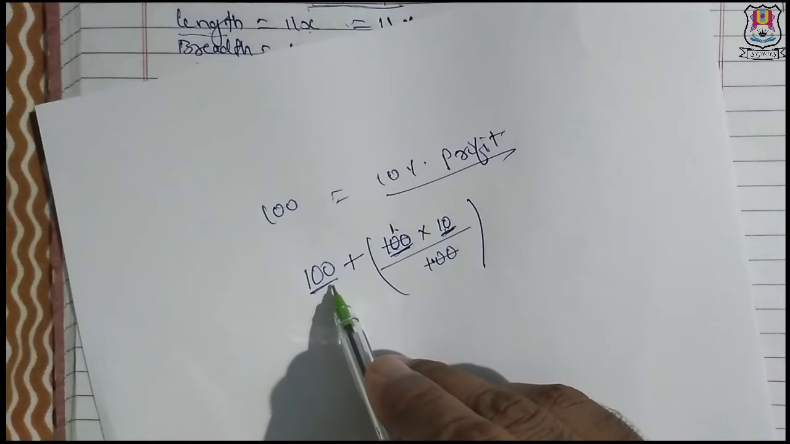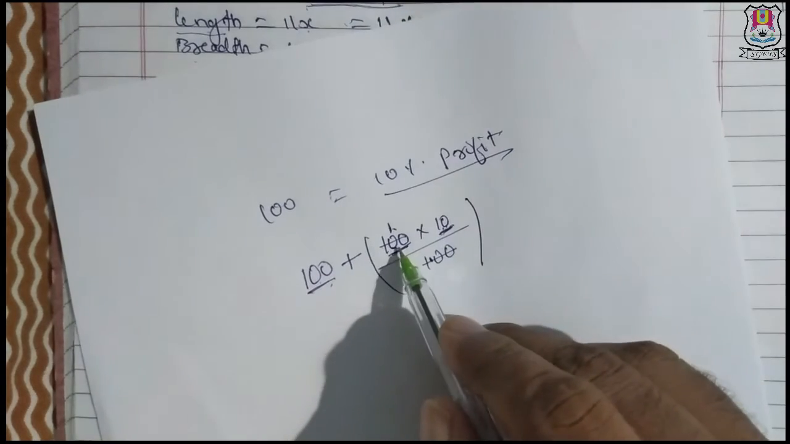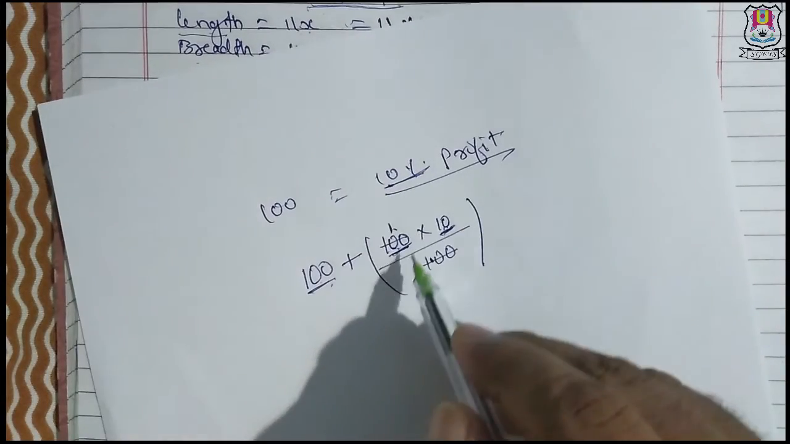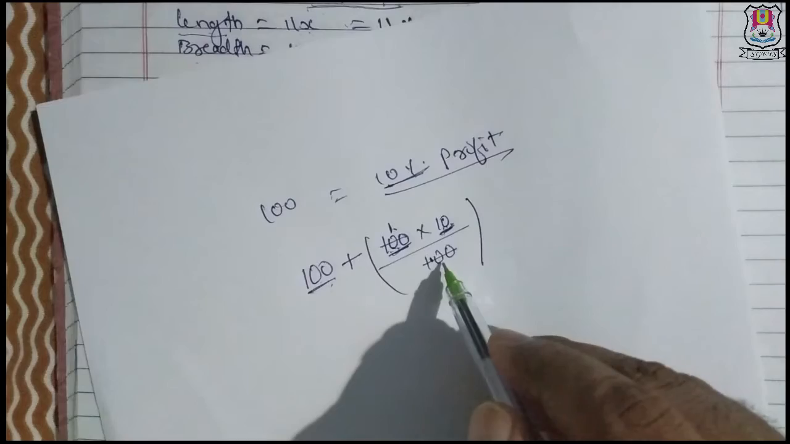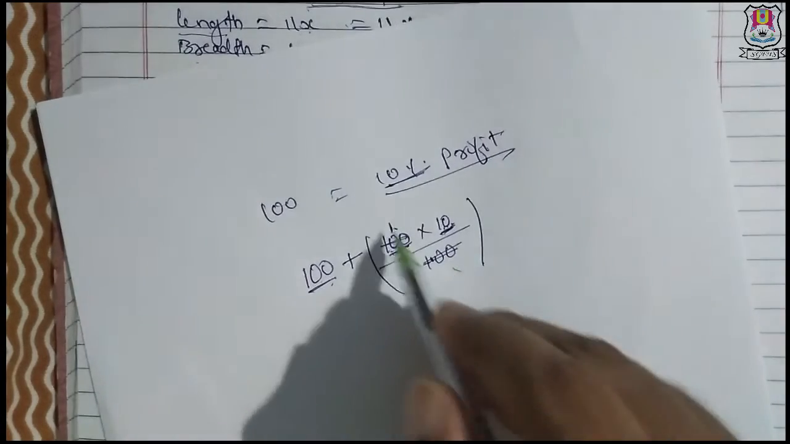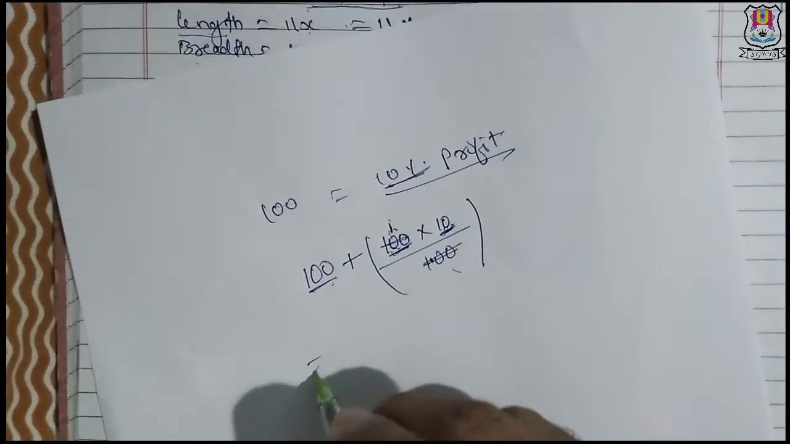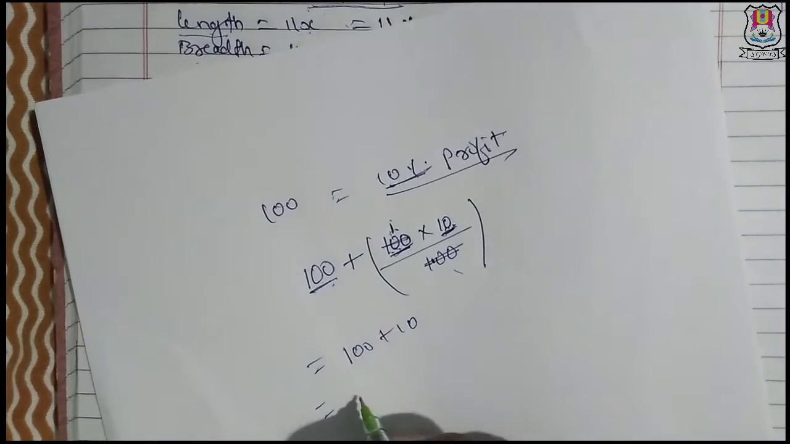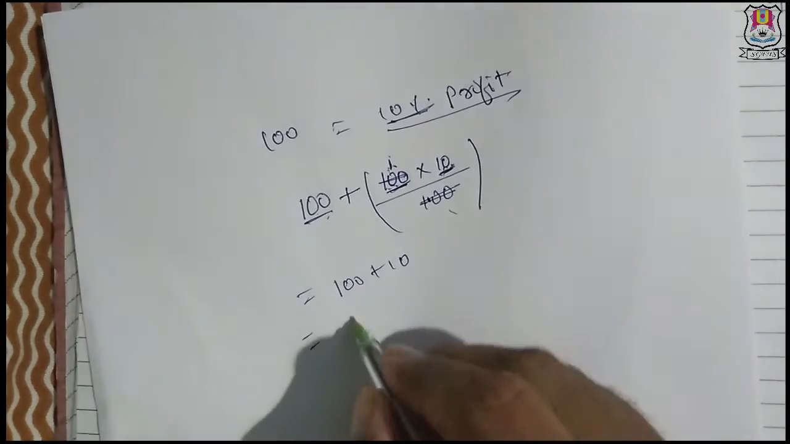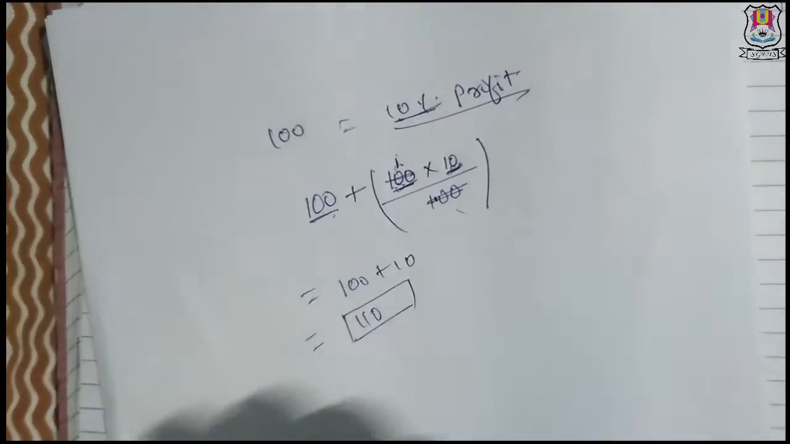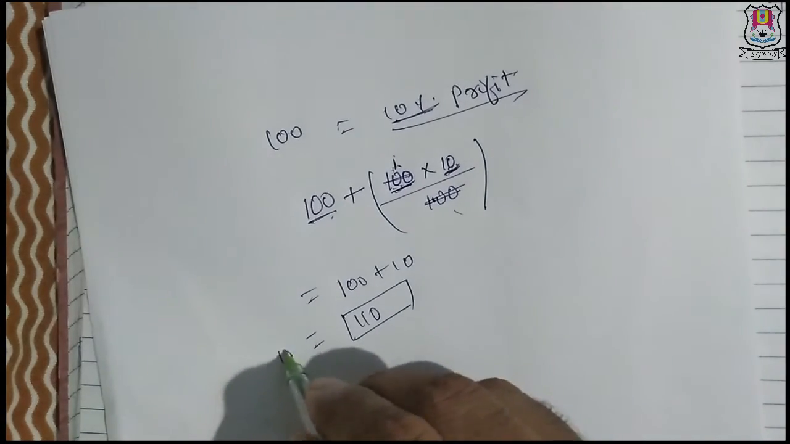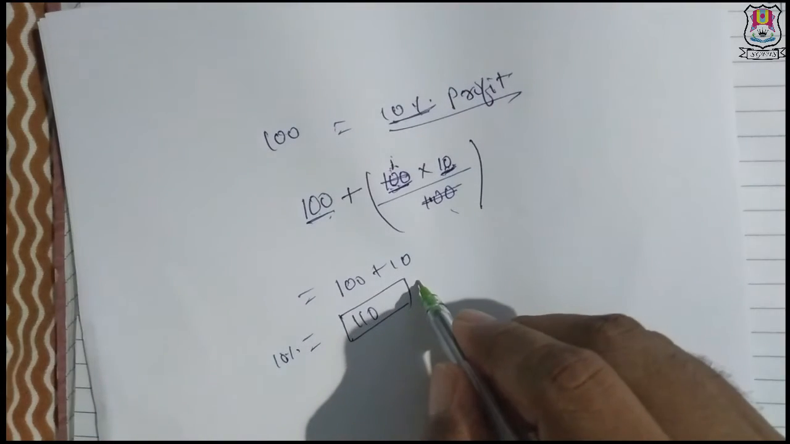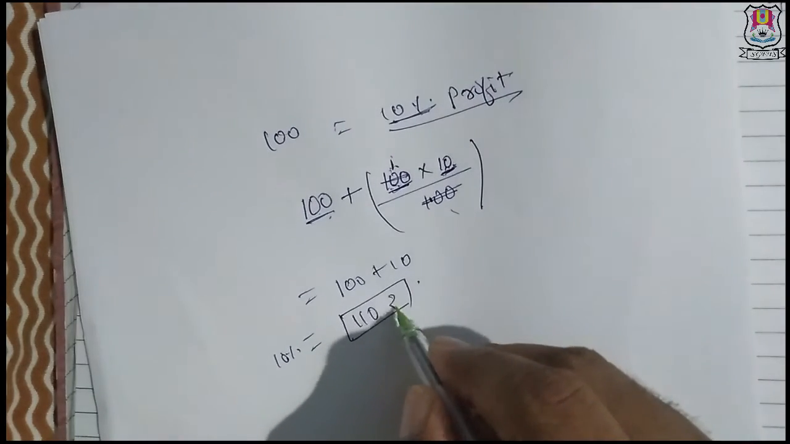100 rupees is for the cost of the pen, and this 100 multiplied by 10 upon 100 is to find out the 10%. So 100 is cancelled. 100 ones are 100, 1 multiplied by 10. What did we get? 100 plus 10. So what is the cost of the pen after 10% profit? That is 110. So this way we can find out the 10% profit on 100 rupees of pen. At what rate do we have to sell it? We should sell it at 110 rupees.